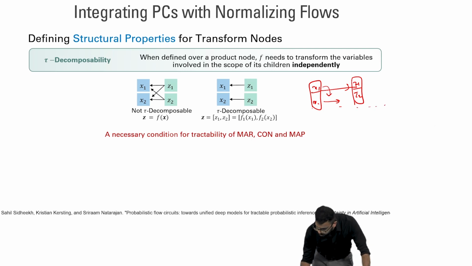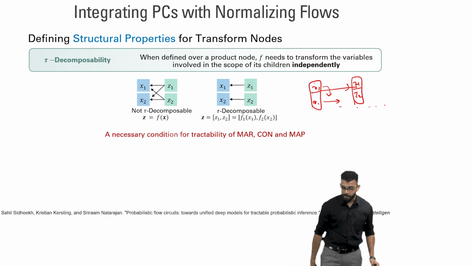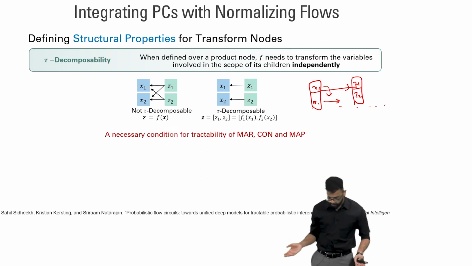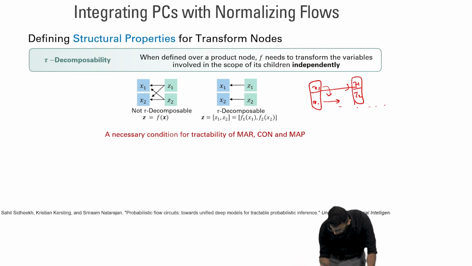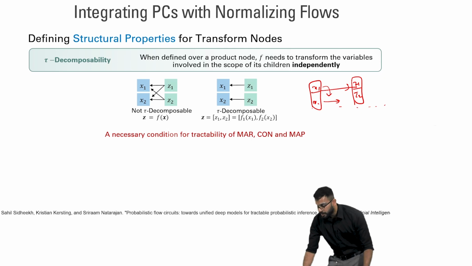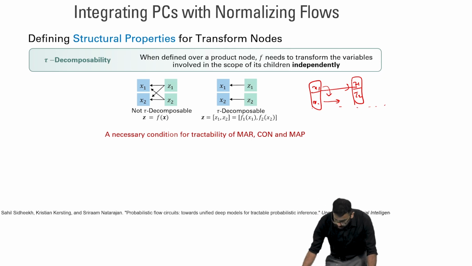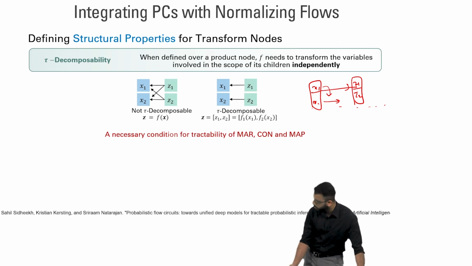But when you do this a sufficient number of times, all the features in your latent space become dependent on all the features in your data space, right? There is no sort of decomposition. So if you have a transformation that correlates each dimension in your latent space with each dimension in your data space, such a transformation is not tau decomposable, and we sort of showed that. There's a whole proof and mathematical definitions for this.